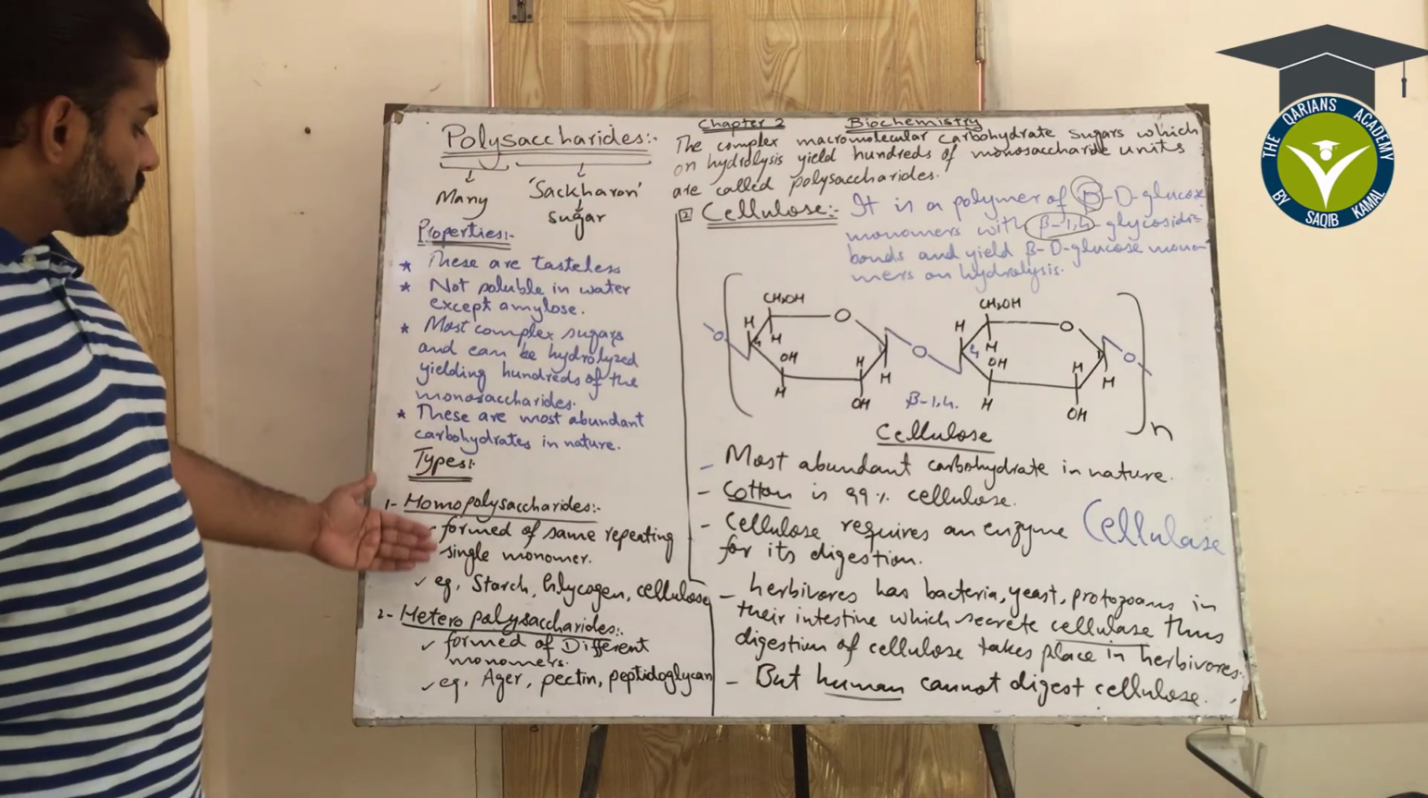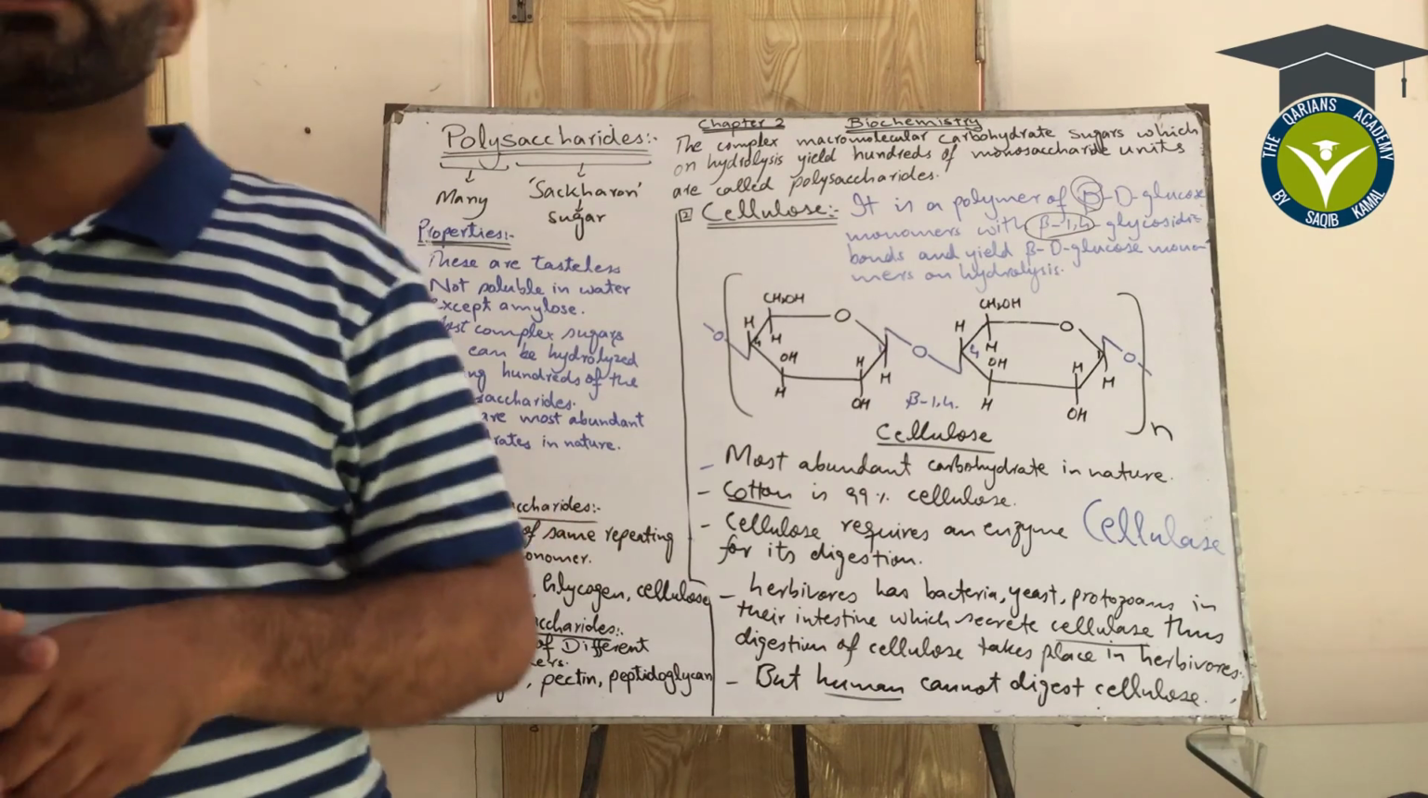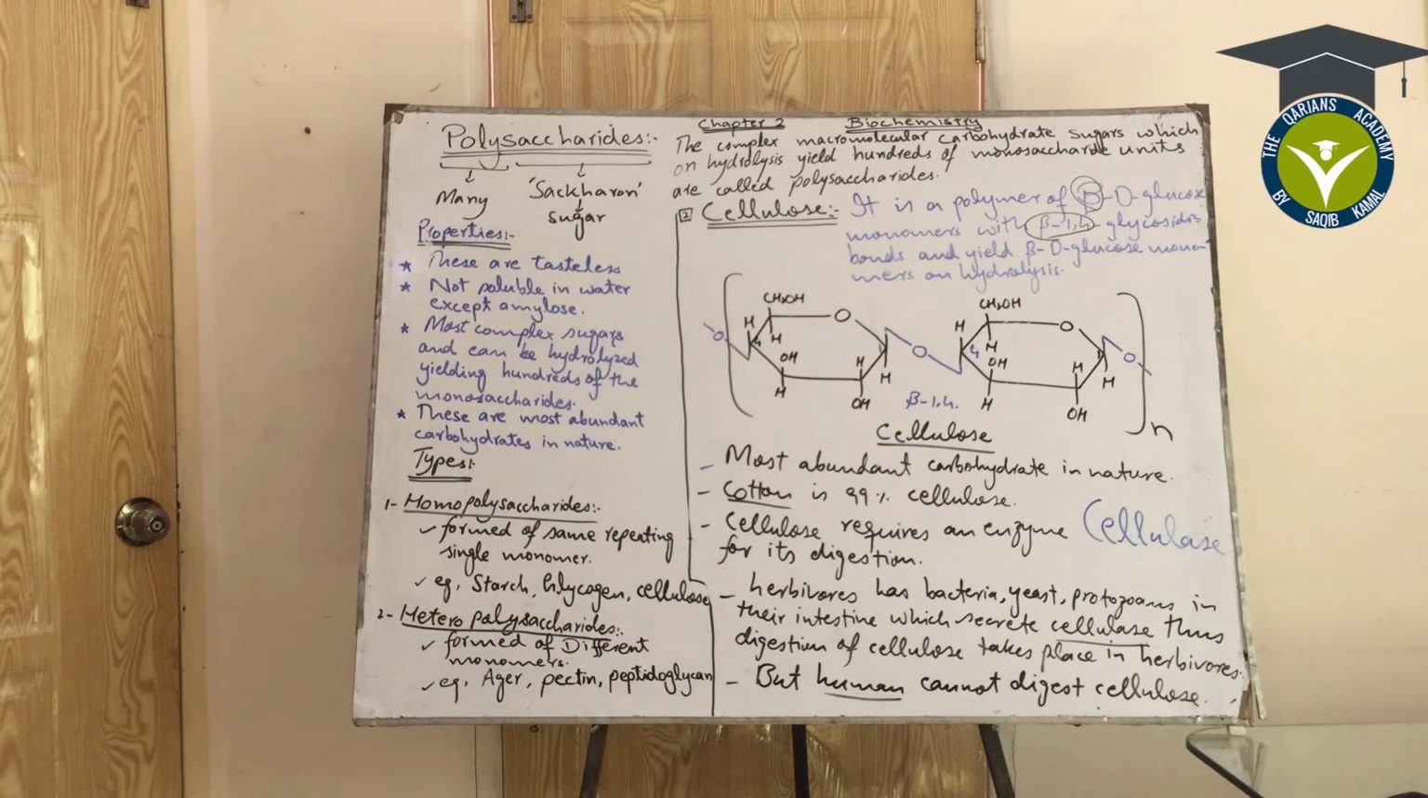What are their properties, types, and then the three examples, that is starch, glycogen, and the third one, that is cellulose.